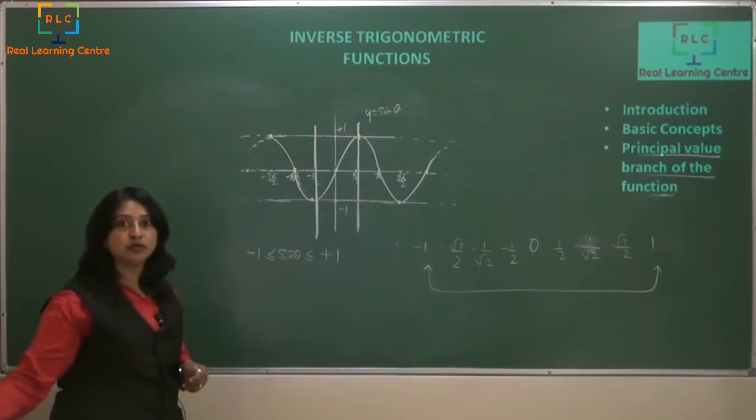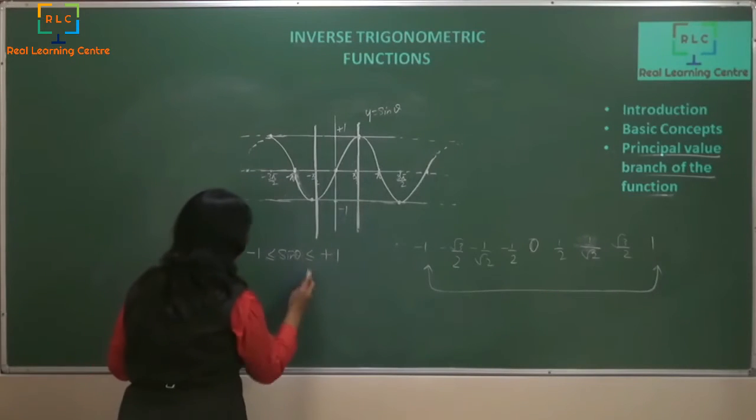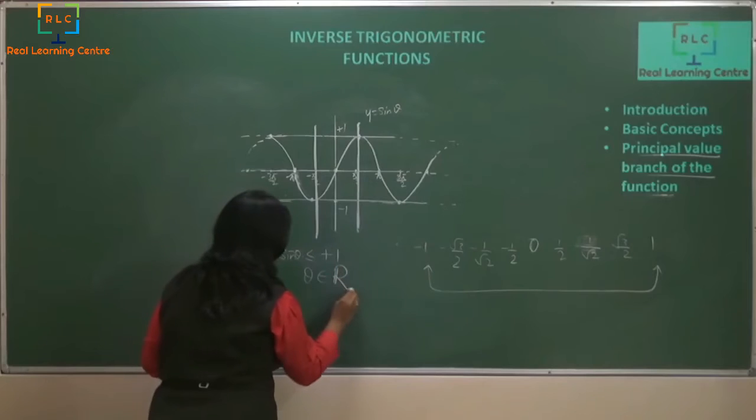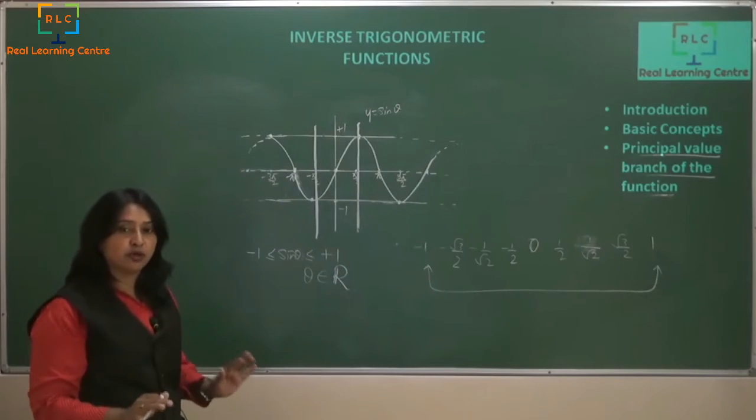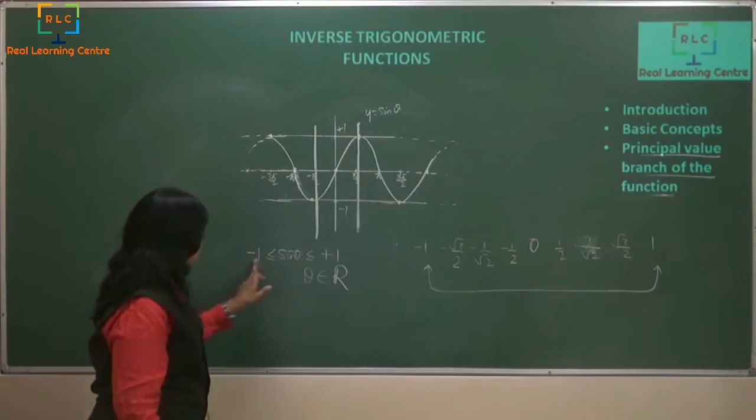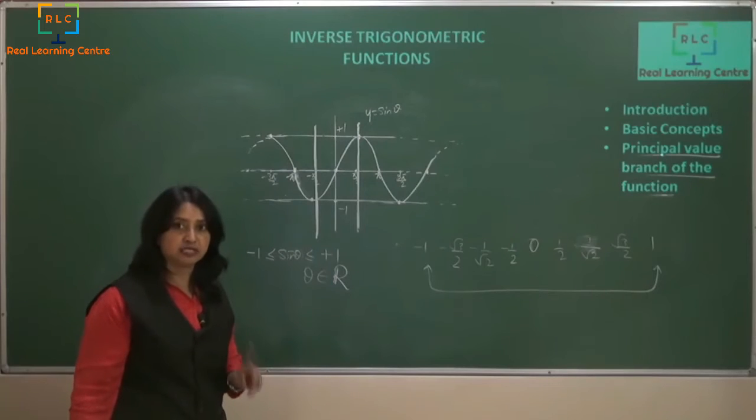So now when you come to inverse trigonometric function, I don't have any restriction between minus pi by 2 and plus pi by 2 for the function itself. I have theta belonging to real numbers. You put any kind of real number, thousands of degrees also, but all the values will be lying only between minus 1 and plus 1.